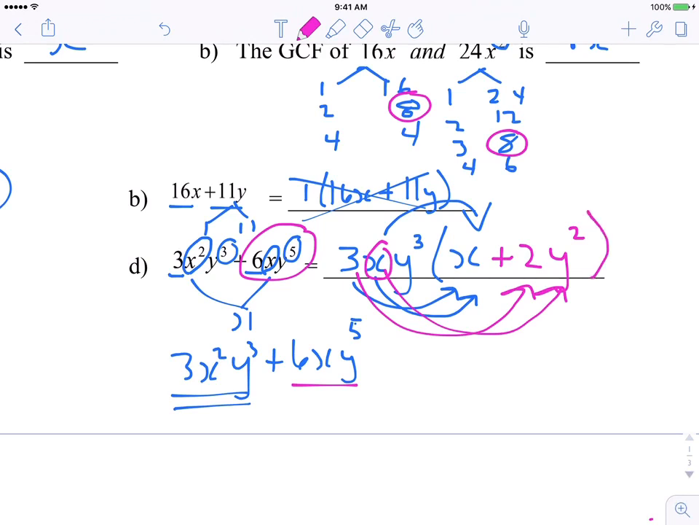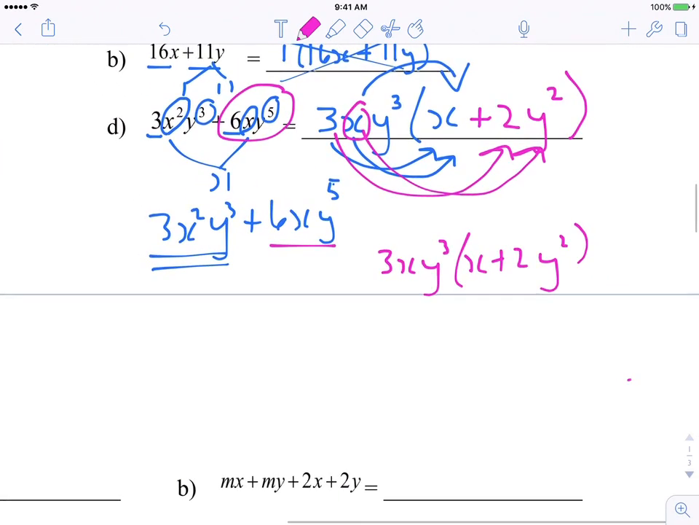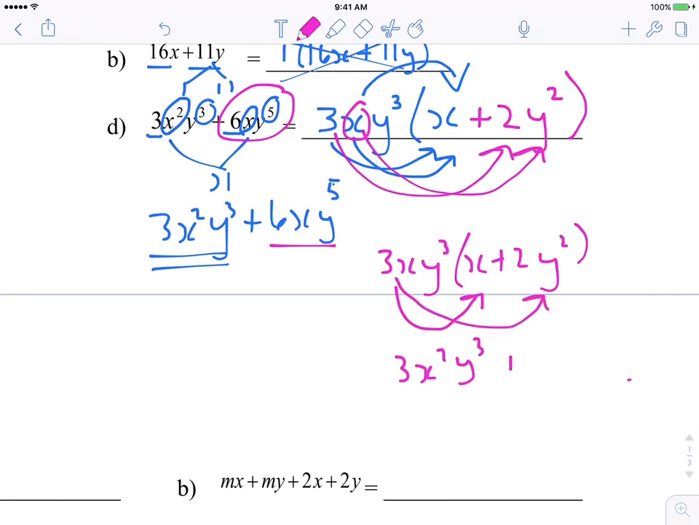So to rewrite that answer down here, we have 3xy cubed times x plus 2y squared. And if you were to distribute this, 3xy cubed times that, you'd get 3x squared y cubed, and the 3xy cubed times that would get me plus 6x y to the power of 5. And that's it. That's exactly what we were given originally, so that lines up perfectly.